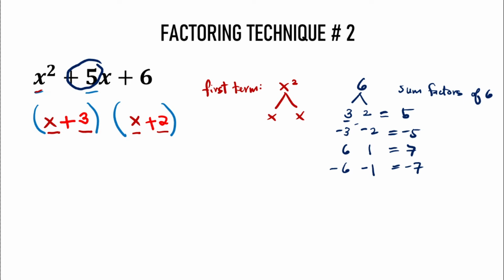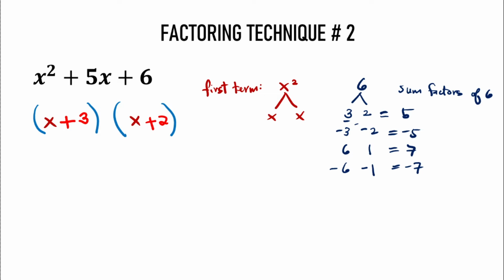So, therefore, erase muna natin. Ang factors ng x squared plus 5x plus 6 is quantity x plus 3 times quantity x plus 2.